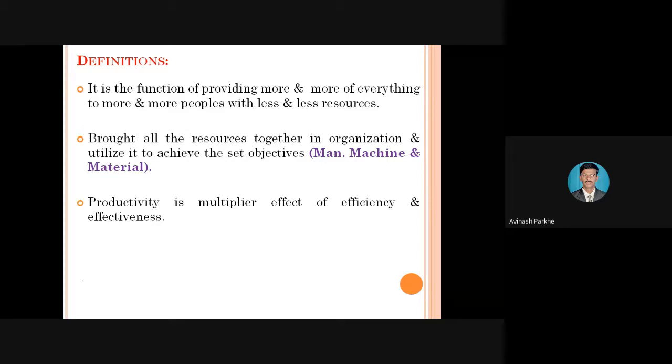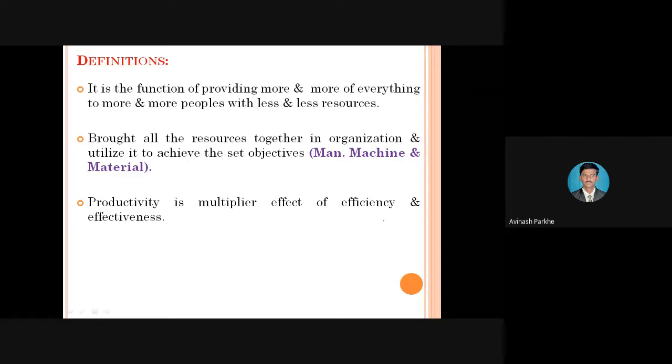And the third definition is that productivity is the multiplier effect of efficiency and effectiveness. If your productivity increases, automatically the efficiency of that particular production process or its effectiveness will increase. If the efficiency of that particular production process or that particular assembly procedure increases, automatically it affects the output. And if the output increases, automatically your productivity also goes on increasing.